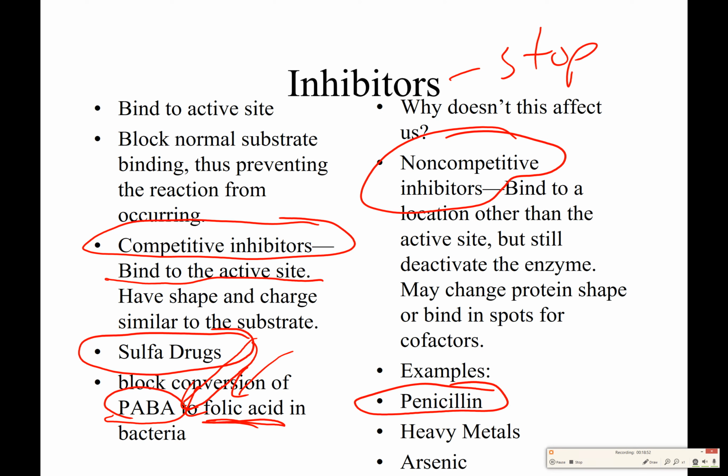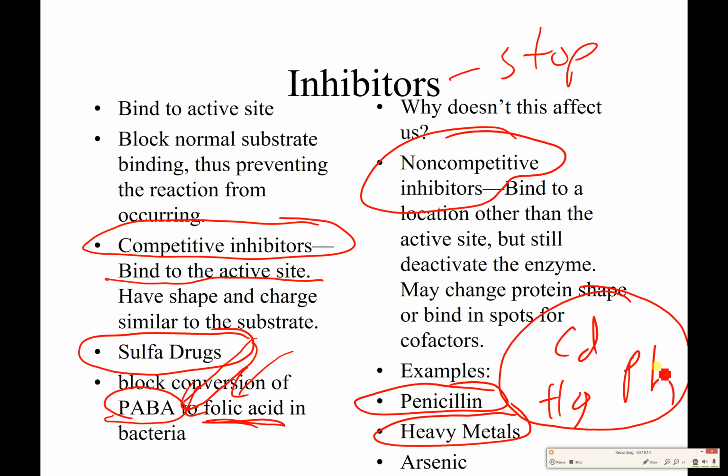Penicillin is a non-competitive inhibitor for enzymes in bacteria that create cell walls. So it helps to block the reproduction of bacteria and therefore causes them to die. Heavy metals, things like mercury, lead, cadmium, those all bind to enzymes and cause them not to work. And that's why these three materials are all very dangerous for humans to take in their body. They stop certain enzymes in your body from working, and if you take in enough of any of those substances, it can kill you. Arsenic and most poisons are poisonous because they're enzyme inhibitors.